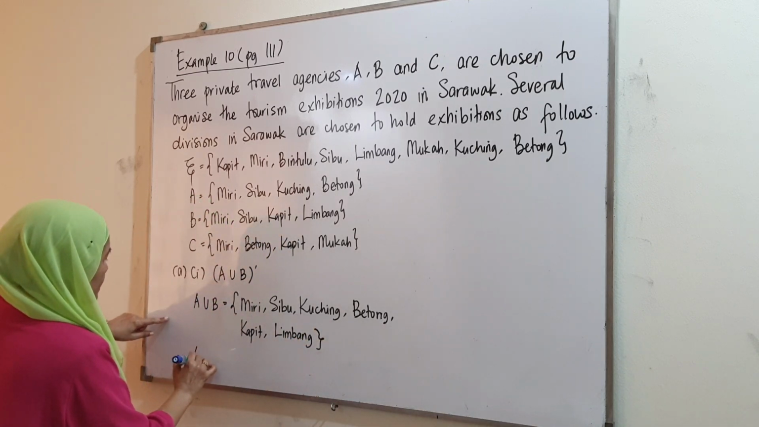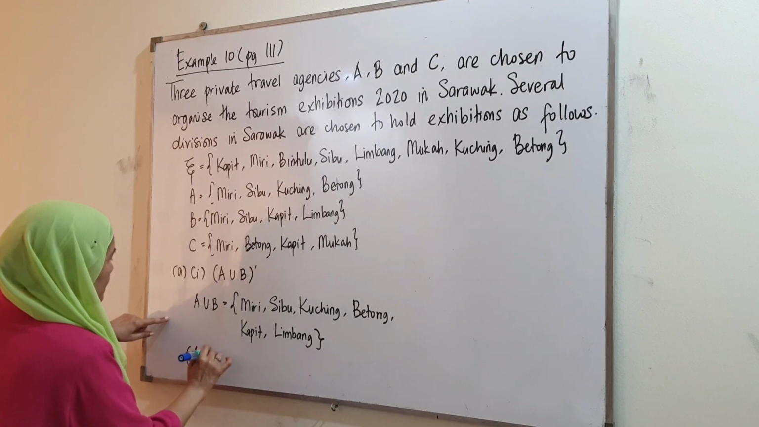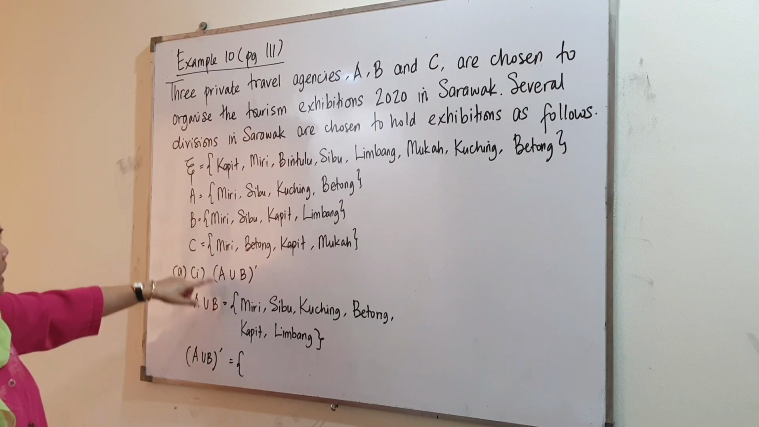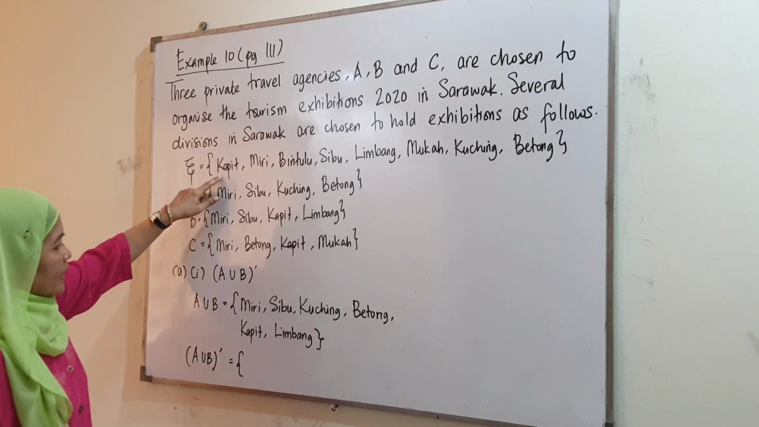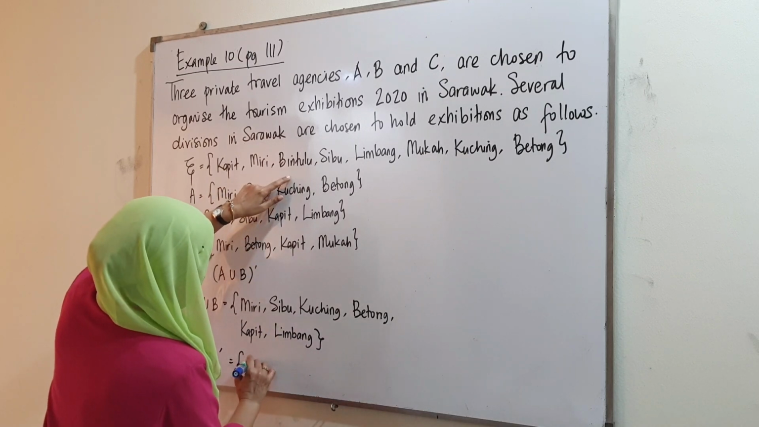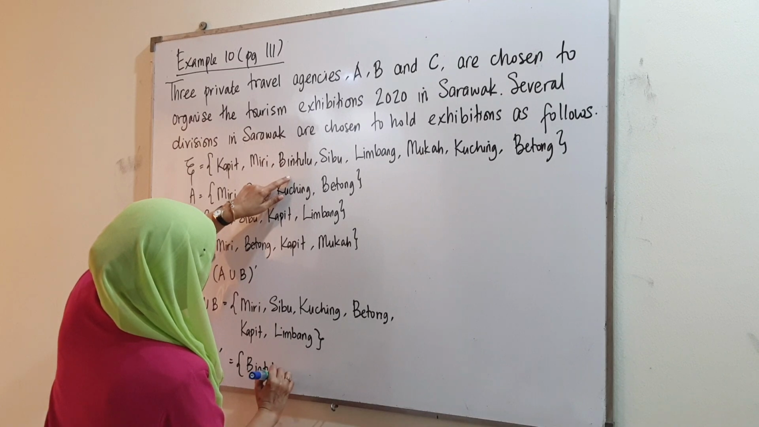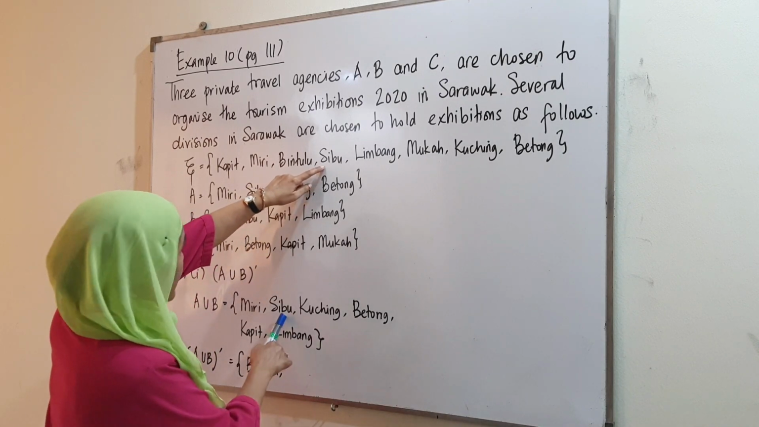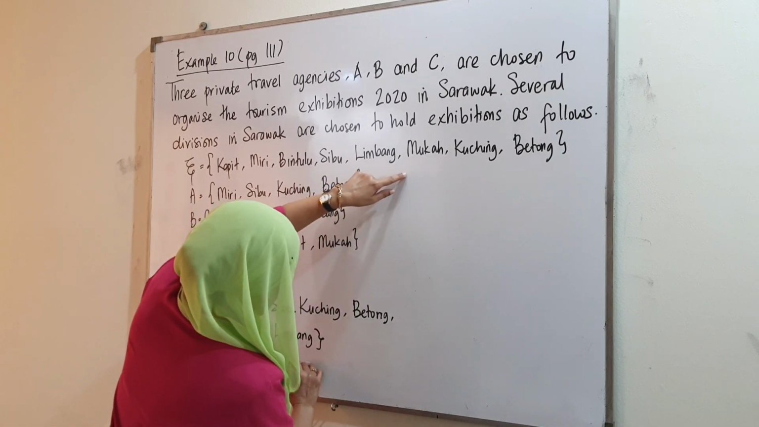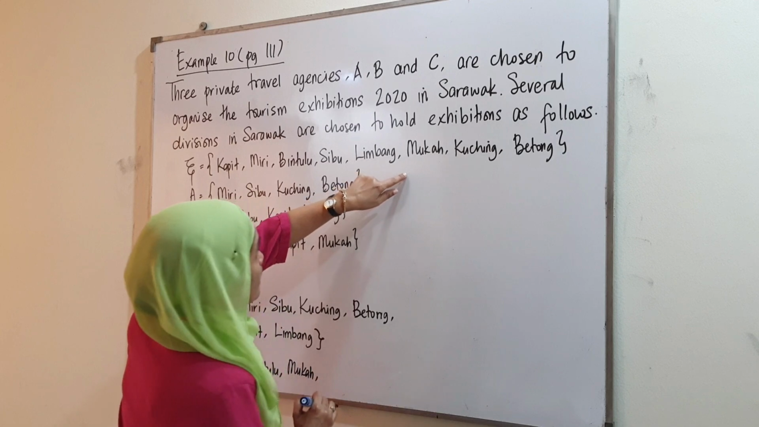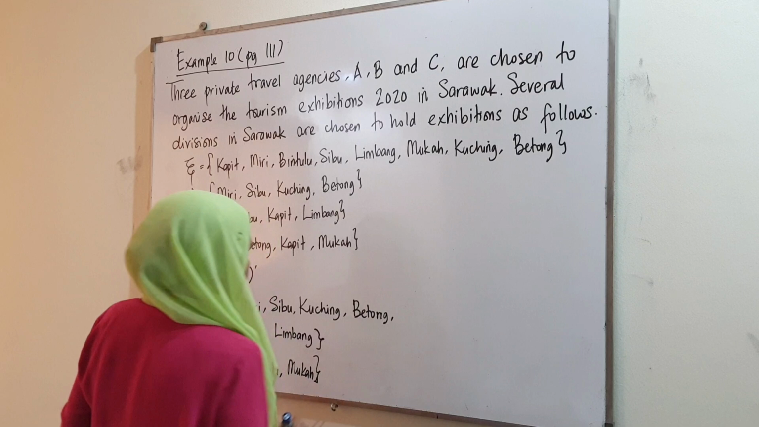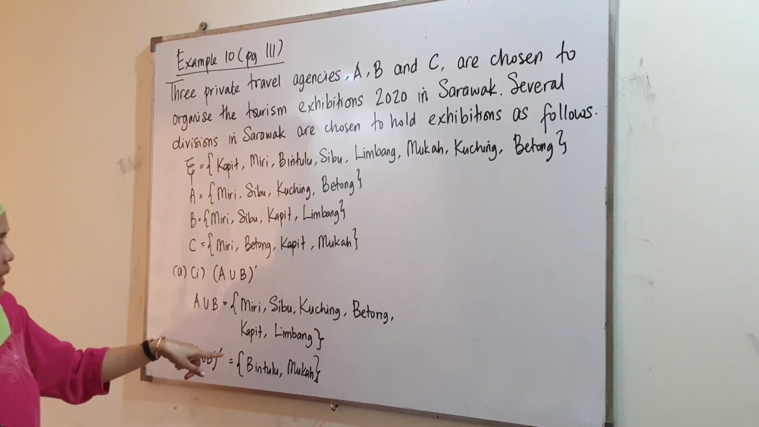Okay, so A union B complement. We look at the universal set. Kapit has, Miri has, Bintulu, Bintulu doesn't have, so write Bintulu. Sibu has, Limbang has, Muka doesn't have, so write Muka. Kuching has, Betong has. So this is the answer.